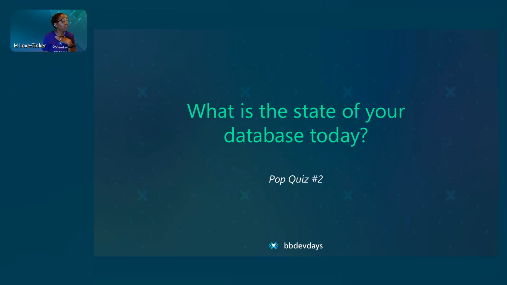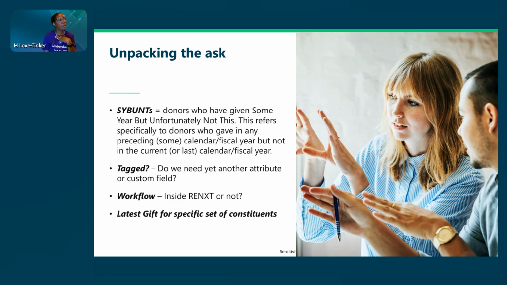Let me go back one, because I think one of my slides is gone. There we go. So let's unpack it. Cybunts. So we mean donors that have given in some years, but not this year, right? And that's usually what we mean.